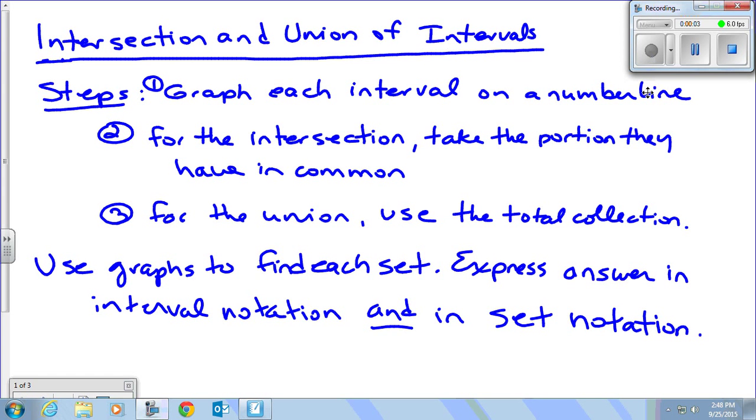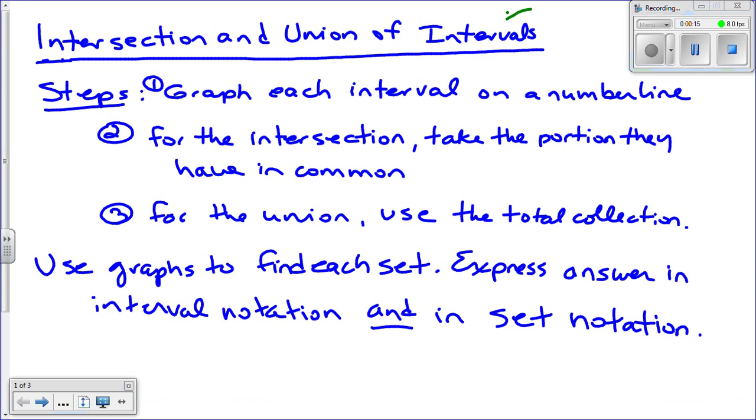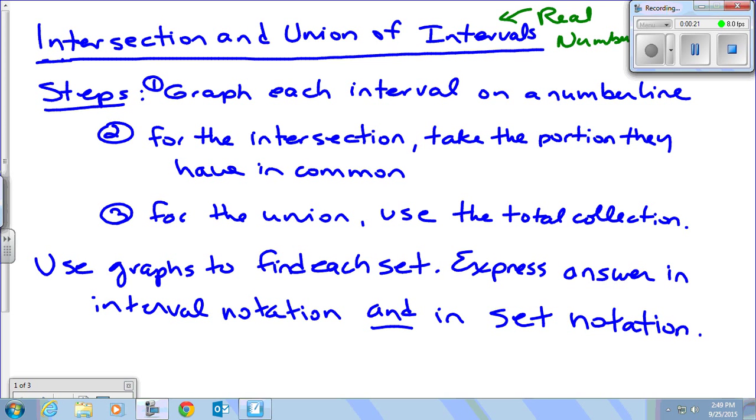This short lesson looks at interval notation again and looks at how we can represent intersection and union of sets that are done as intervals. And remember that intervals are only used for real numbers. We need to use set notation if we're going to use any of the other number sets.